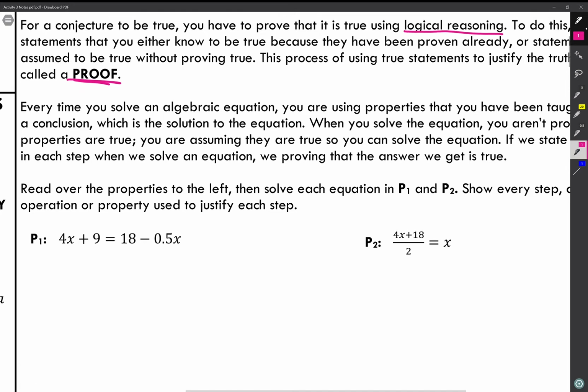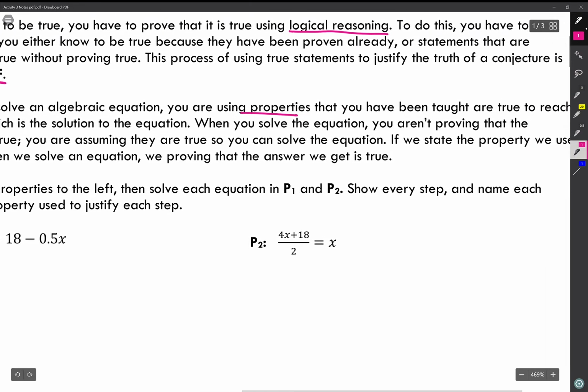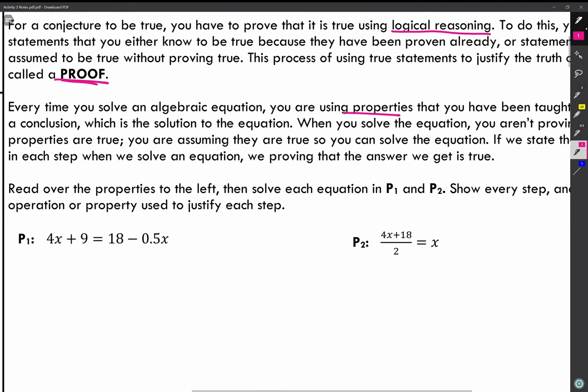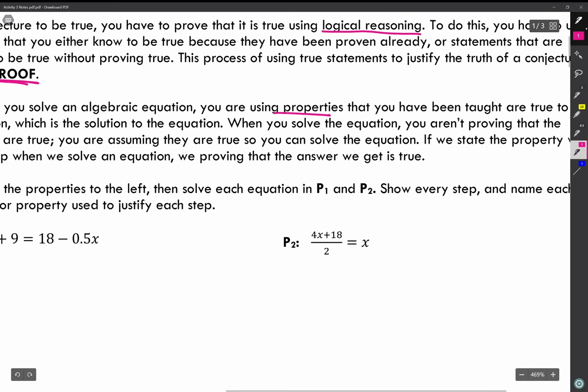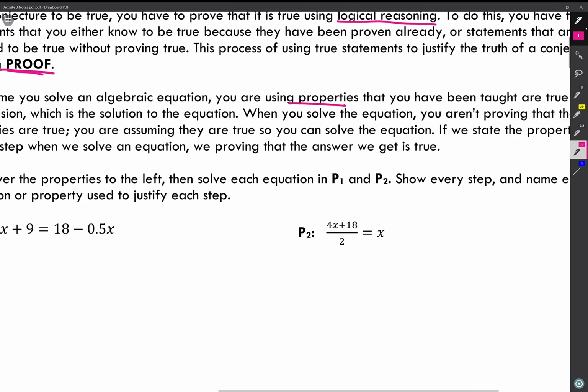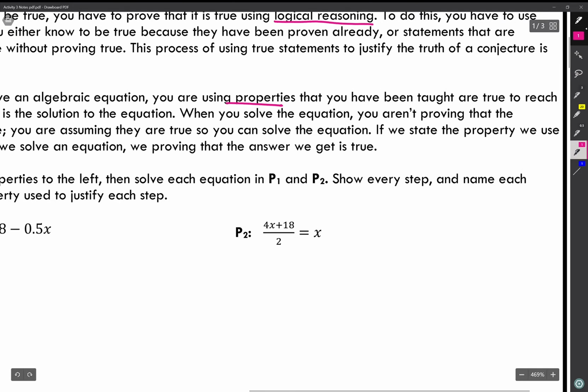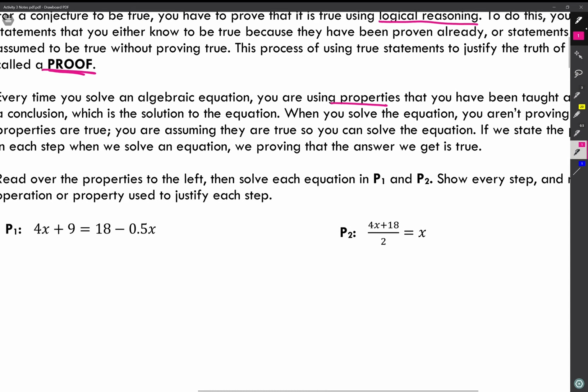In algebra, every time you solve an algebraic equation, you are using properties that you've been taught are true to reach a conclusion, which in essence is the solution to the equation. When you solve an equation, you aren't necessarily proving that the properties are true, but you are using these properties that you are assuming to be true, and these properties help you solve the equation. So if, when we're solving an equation, we state the property after every step that we use to solve the equation, we are essentially proving that the answer that we get is true.